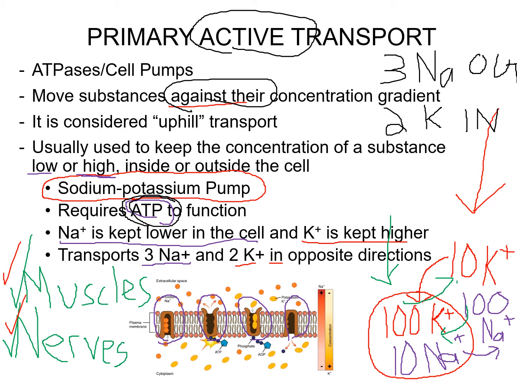So that is primary active transport. We're going to be using a pump mechanism where we're pumping 3 sodium out, 2 potassium in. And the main pump, the only one that we're talking about here, is called the sodium potassium pump. Sodium out, potassium in.